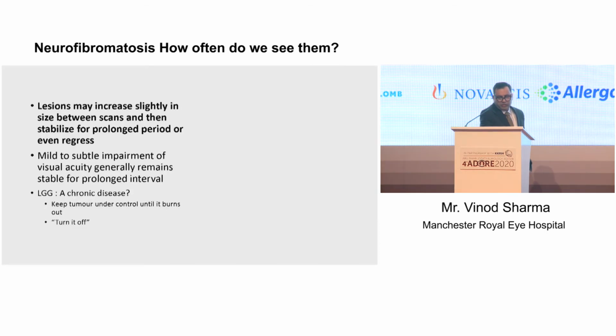The lesions may increase slightly in size in between the scanning periods, and then they stabilize for a prolonged period of time. Mild to subtle impairment of vision generally remains stable for a prolonged interval, so it's really difficult to know when we should actually intervene and treat them. It is like a chronic disease. You basically keep the tumor under control. They may never go. You sort of burn the tumor out.